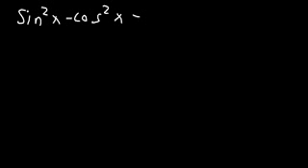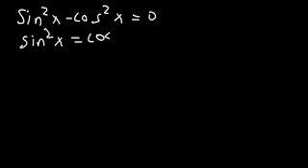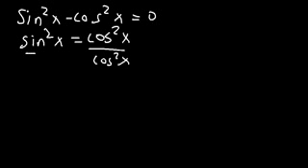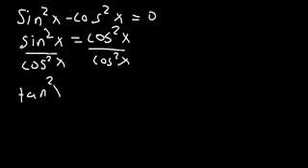So let's try another one. Let's say if sine squared minus cosine squared is equal to 0. By the way, for each of these examples, feel free to pause the video and see if you could try it yourself. So let's move the cosine squared to the other side. And then let's divide both sides by cosine squared. Sine squared over cosine squared is tangent squared, and cosine squared over cosine squared is 1.